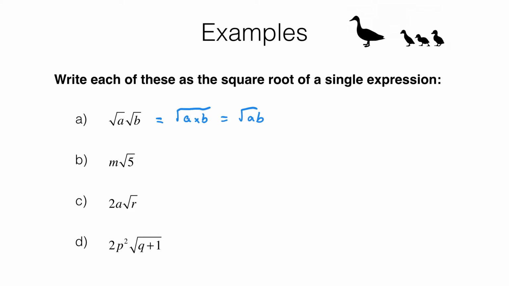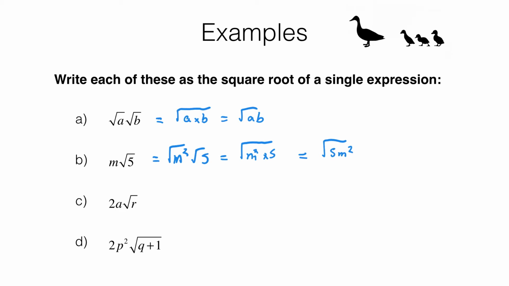In example b, we need a square root sign over both expressions, so I'm going to rewrite m as m squared, all square rooted, because we know that will just give us m, multiplied by root 5. So then we can rewrite that as the square root of m squared multiplied by 5, which neatened up would be root 5m squared.